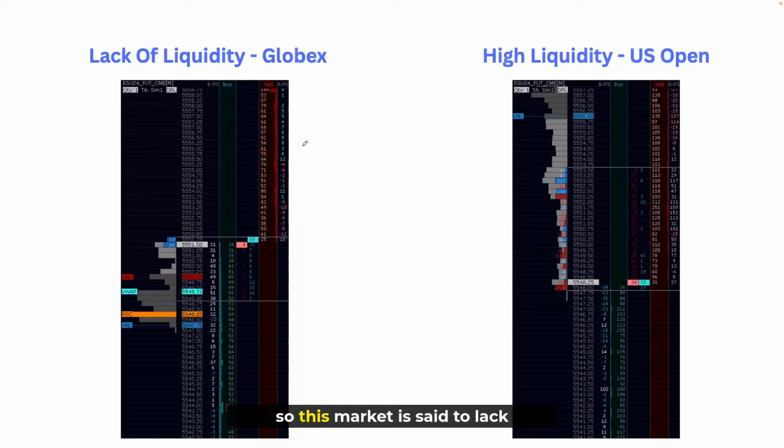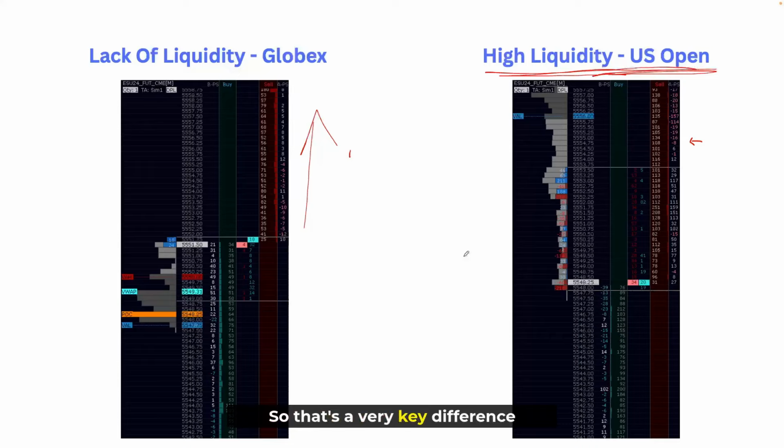Okay, so this market is said to lack liquidity as people are removing their orders in order to reduce their exposure, and the market will move higher. Very much like running through the forest. The more bushes you have in front of you, the harder it is to run. In this case, in a high liquidity market such as the US Open.